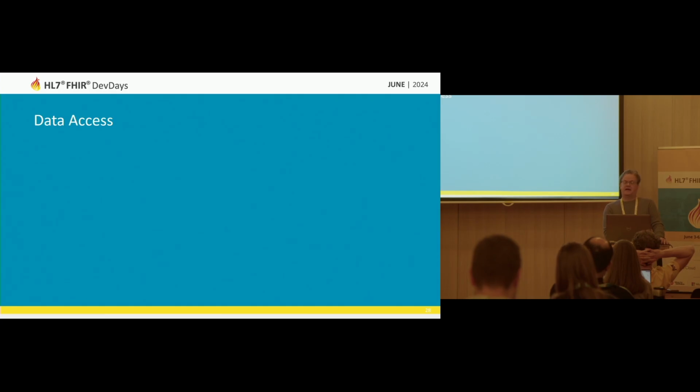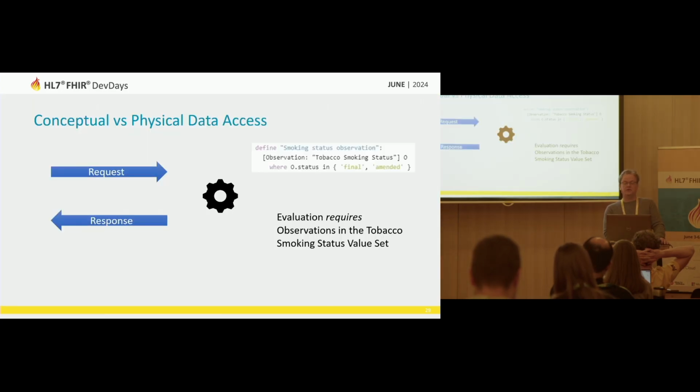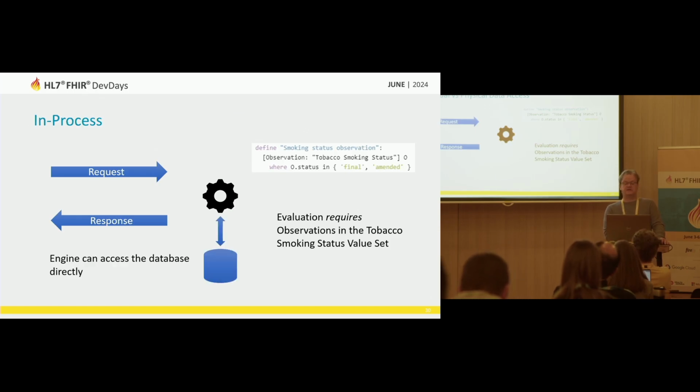All right, data access. I'm gonna breeze through this. Basically, CQL doesn't care where you get the data, where it comes from. It's intentionally silent about that architecture. So this example, observation in tobacco smoking status, where o.status is in final and amended. In order to get a successful evaluation of this retrieve, it requires observations in the tobacco smoking status value set. But how that actually happens is up to the environment.